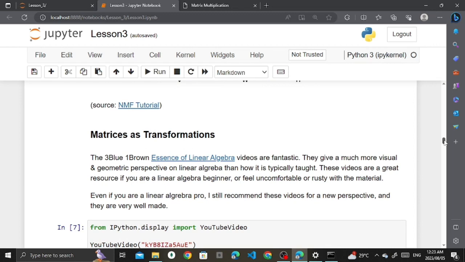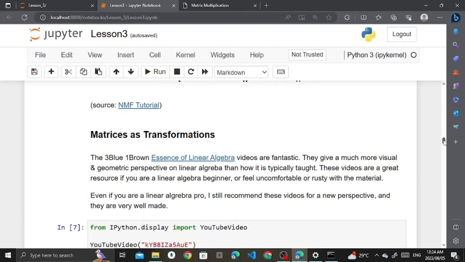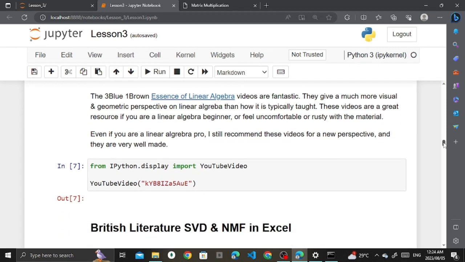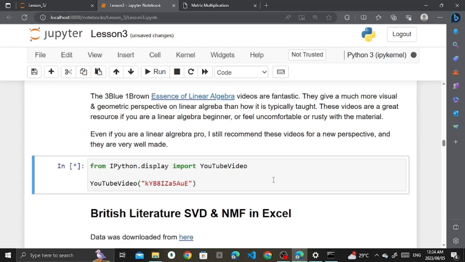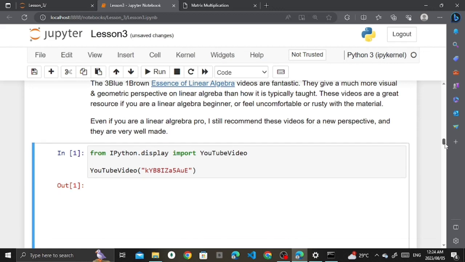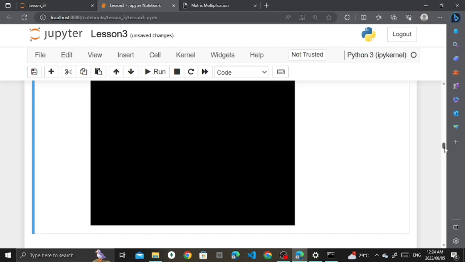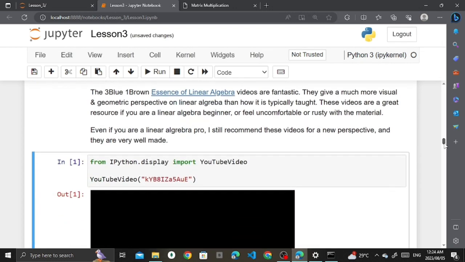Matrices as transformations. These 3Blue1Brown videos are really good. This video is from the Essence of Linear Algebra series. Let me show you. Let me run this. It will just appear here, if you see. It will appear in some time.